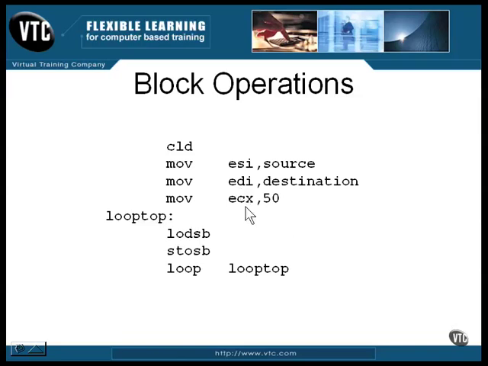The only thing left is to set up a counter. This is the number of bytes to be copied. In this example, it's 50. The rest of the code is the loop that does the actual copying.